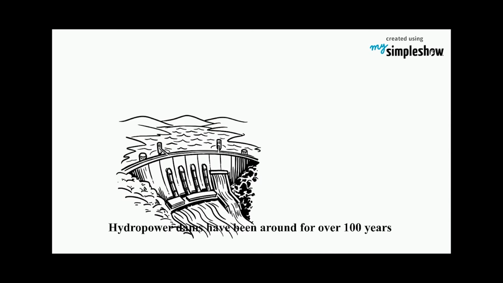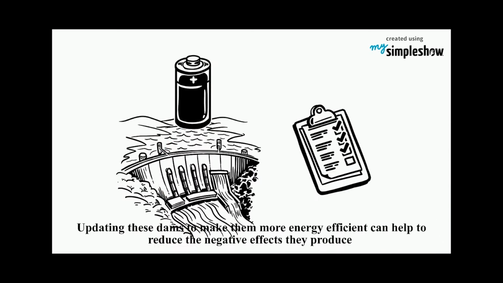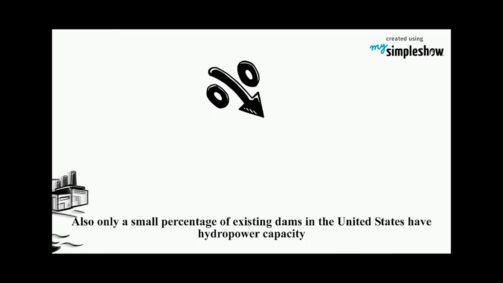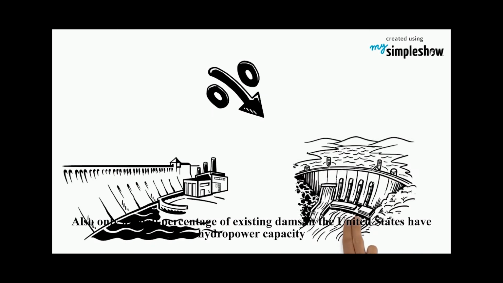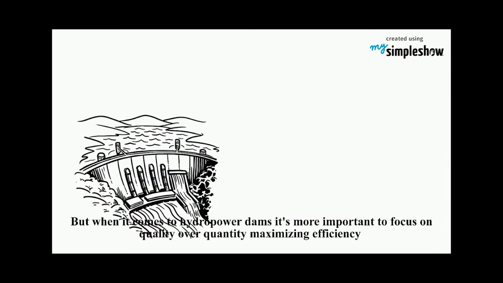Hydropower dams have been around for over 100 years. Updating these dams to make them more energy efficient can help to reduce the negative effects they produce. Also, only a small percentage of existing dams in the United States have hydropower capacity. But when it comes to hydropower dams, it's more important to focus on quality over quantity.